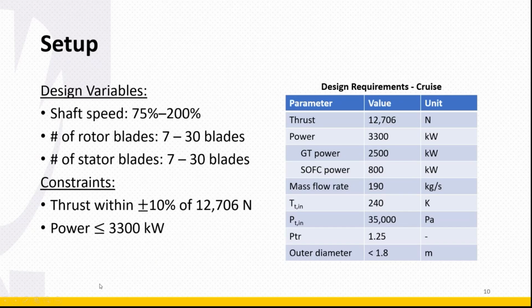I have constrained the thrust to be within plus or minus 10% of the nominal thrust value of 12.7 kilonewtons, and I've constrained the power to be less than or equal to the 3,300 kilowatts of total power available.